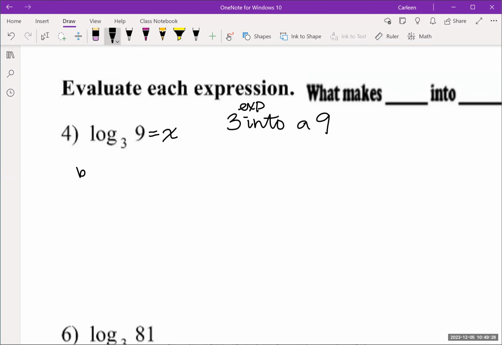What is the base? Yeah, that little number. What is the exponent? X is the exponent, right? Because the whole point of a logarithm is to isolate the exponent. The exponent is the isolated thing. So 9, what do I call 9? 9 is the answer. Okay, so rewrite this in exponential form, please.